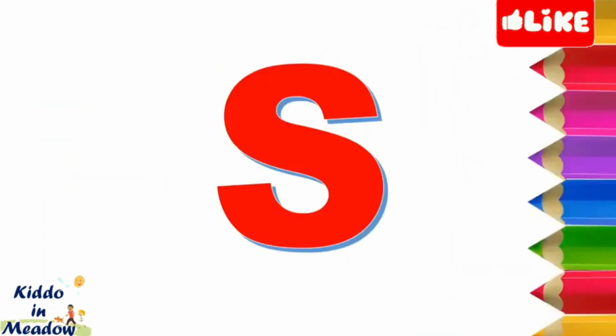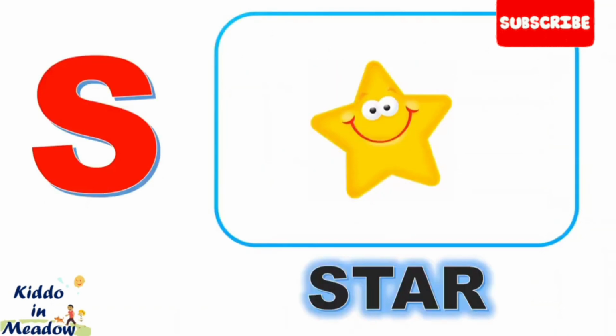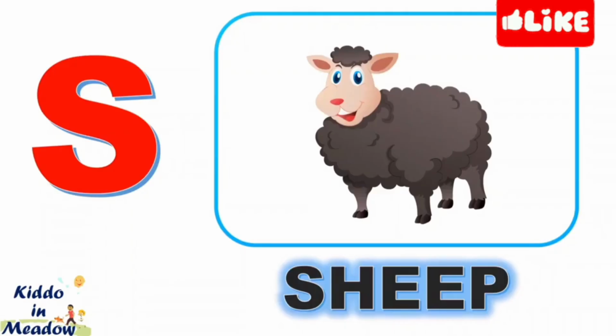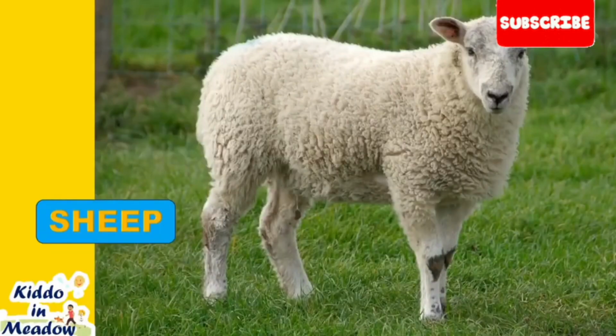S. S for star. Twinkle, twinkle, little star. Do you remember that poem? S for star. S for sheep. And what does the sheep say? Baa. Can you repeat with me? Baa. Good job. Baa, baa, black sheep, have you any wool? Do you remember that poem? Yes. S for sheep.